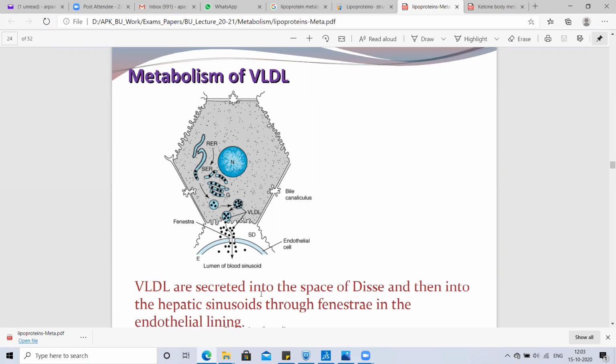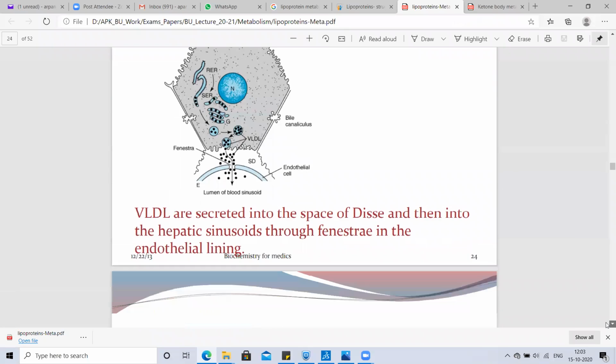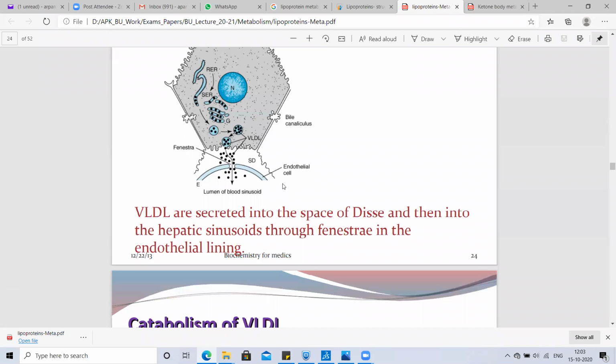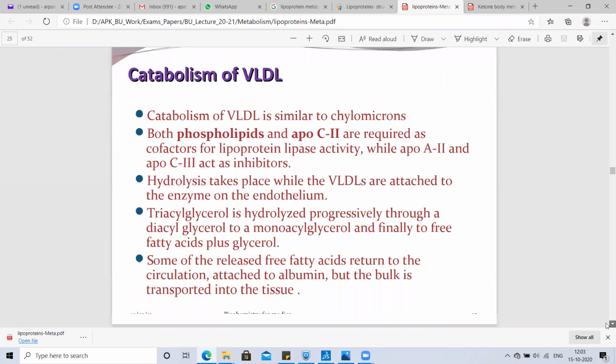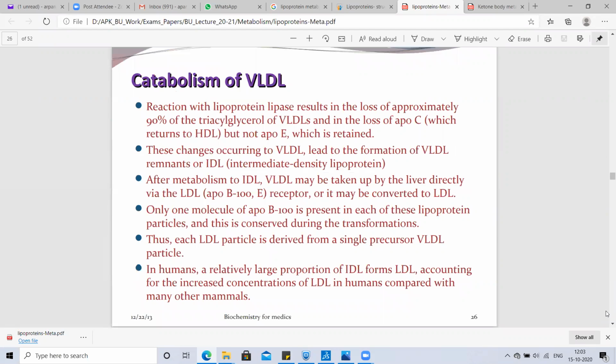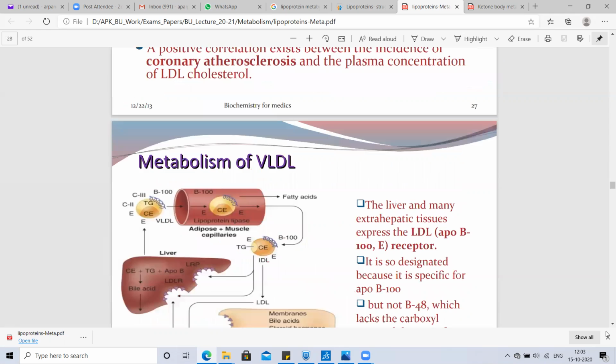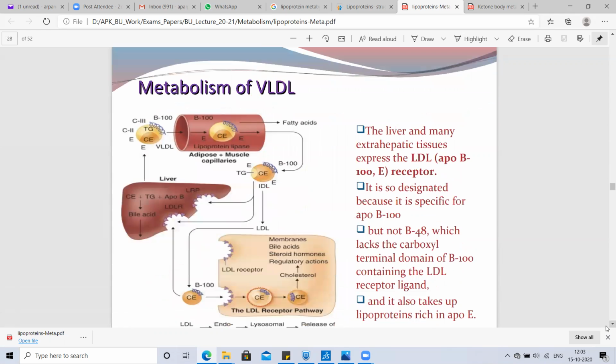So VLDL is secreted into the space of Disse. This is known as the space of Disse, and then into the hepatic sinusoid through fenestrae in the endothelial lining. This zigzag structure is known as fenestrae in the endothelial lining. How it gets catabolized, we can just see via a simple diagram.